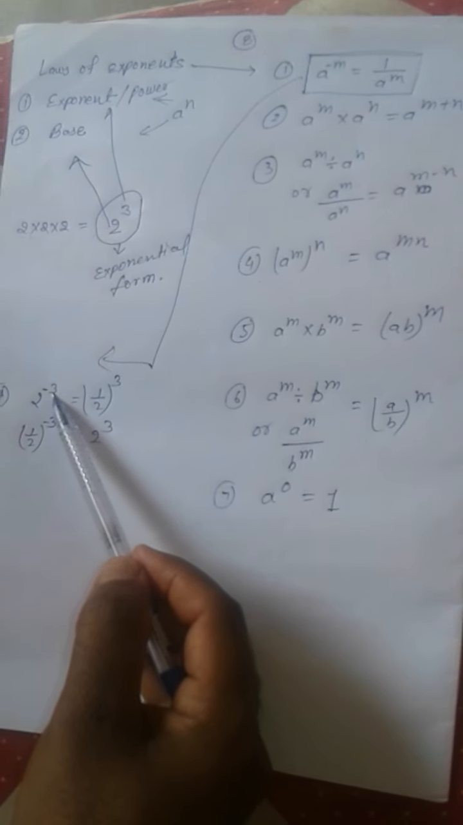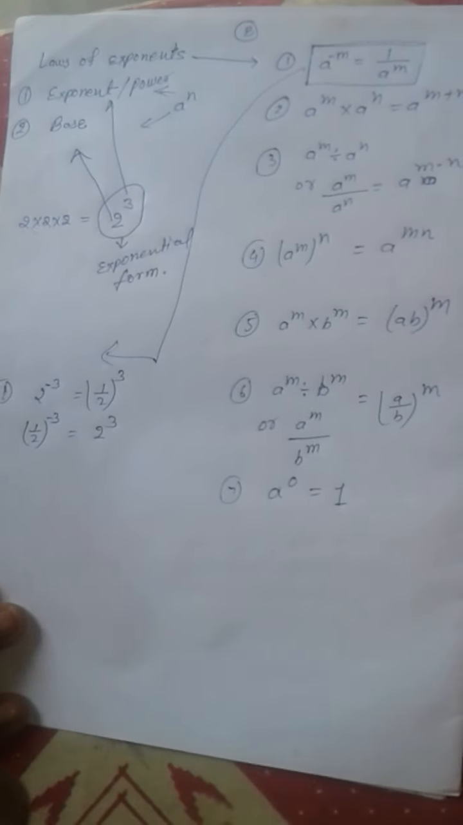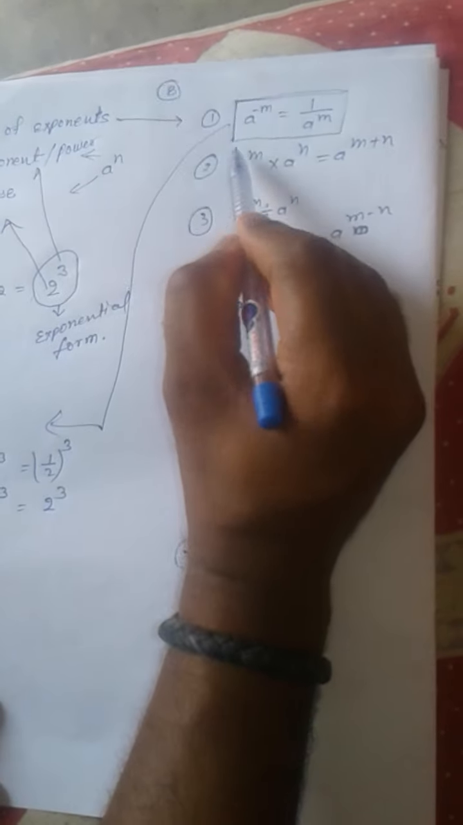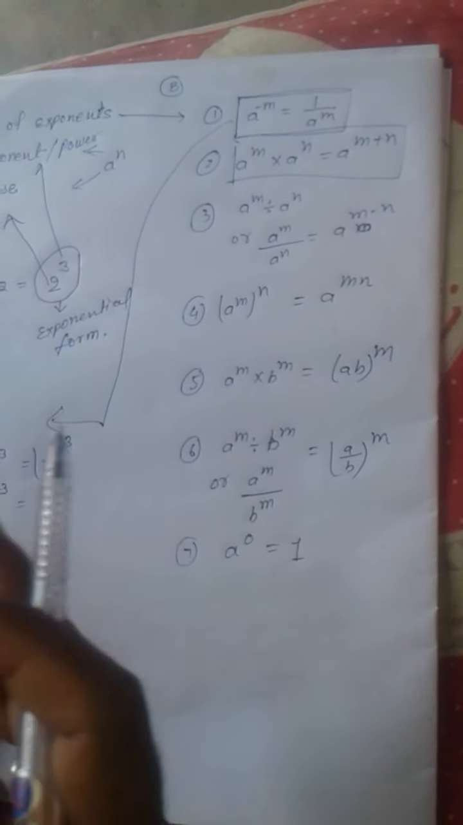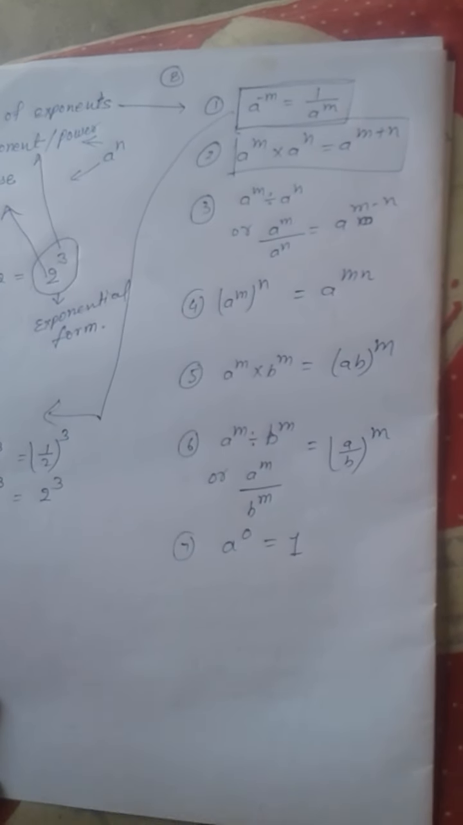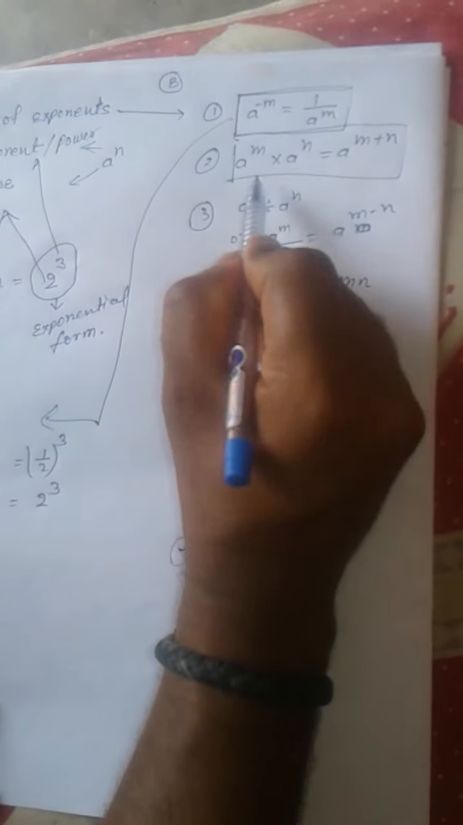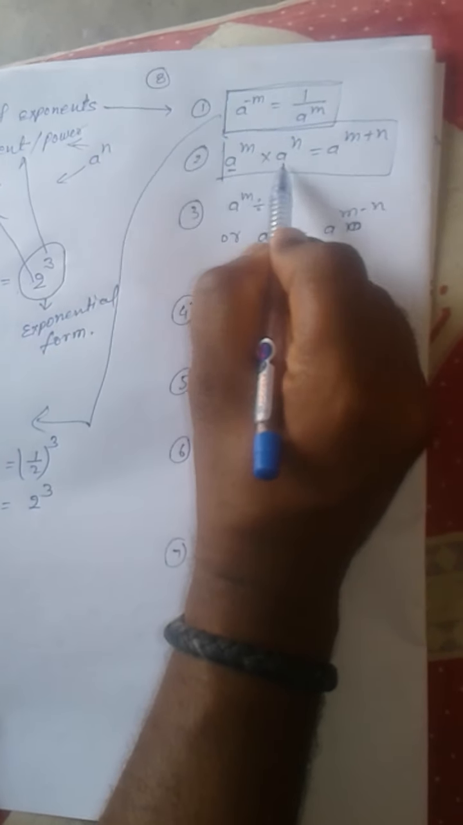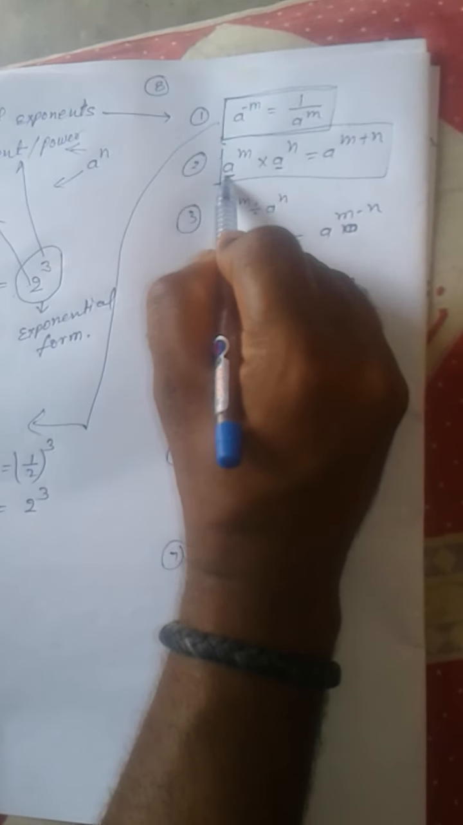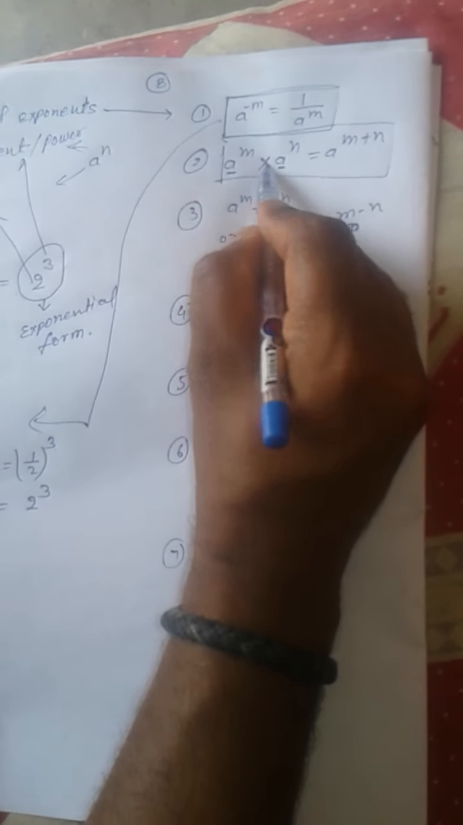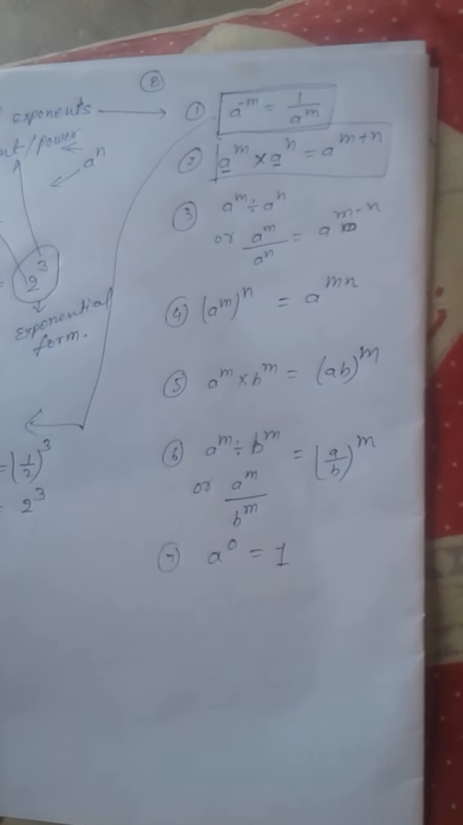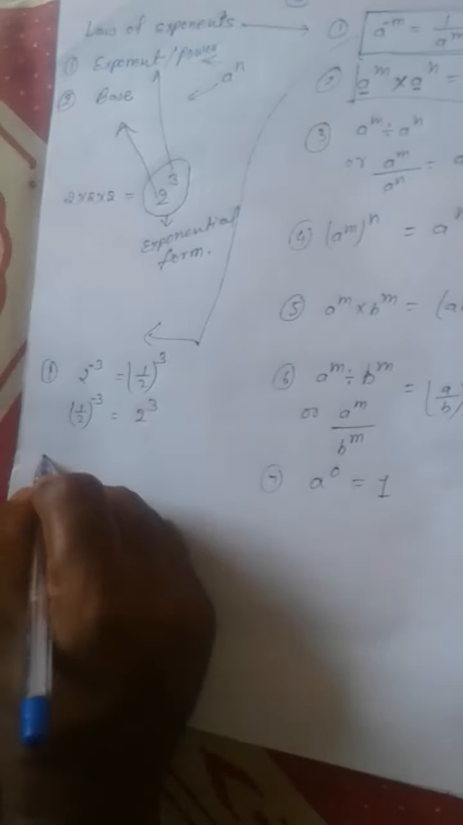Now second law, what is that? A to the power m into a to the power n is equals to a to the power m plus n. What is this? If in any numbers the bases are equal and their powers are different, during the multiplication, their powers will be added to each other. See the example of the second one.